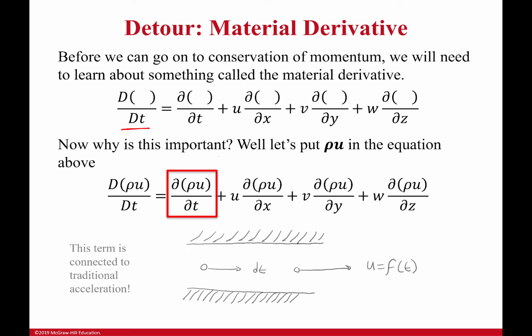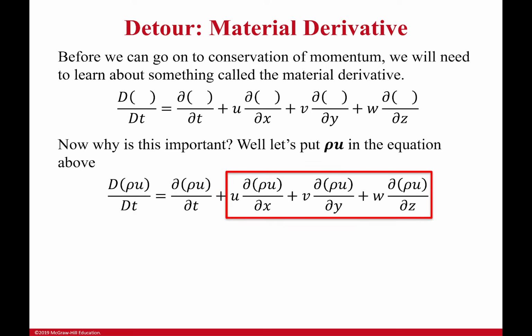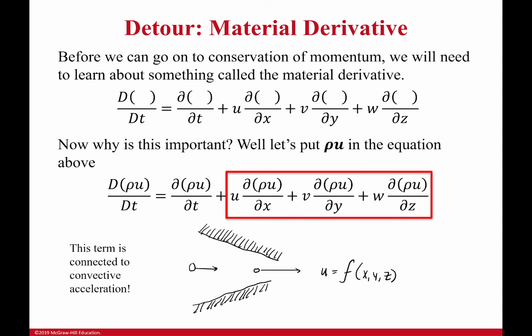This one actually stands for traditional acceleration, simply meaning that if I have a particle and I'm just looking at it with respect to time, its velocity may increase or decrease. So that term is always talking about this traditional acceleration. The second terms here are actually talking about convective acceleration.